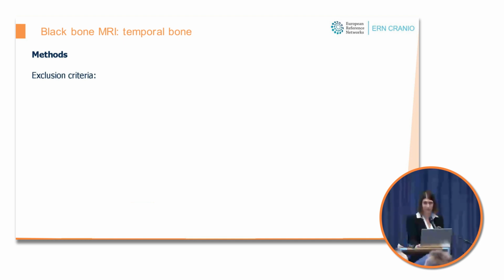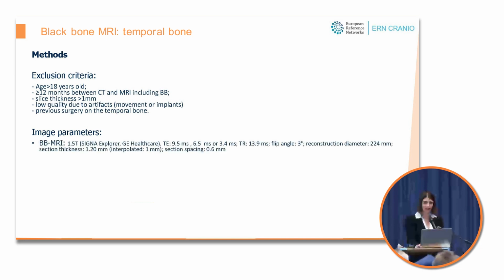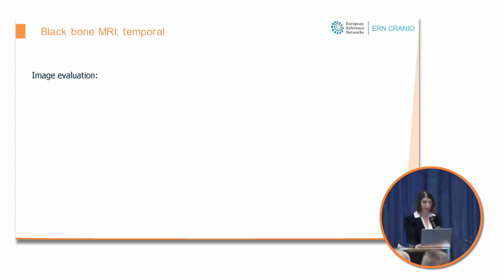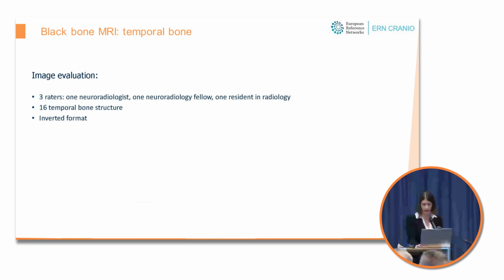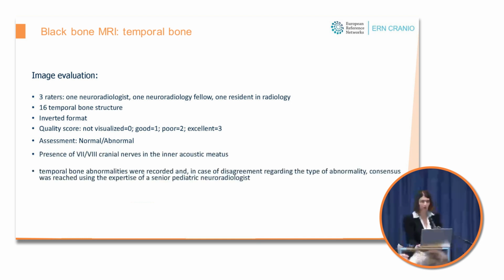The Erasmus Medical Center database on craniosynostosis was retrospectively screened, and we included patients that underwent both CT and black bone MRI within 1 year. Patients with postoperative temporal bone, low quality exams, or inadequate slice thickness were excluded. 3 raters evaluated CTs and black bone MRIs blindly and independently and assessed both the image quality and whether the considered temporal bone structures were normal or abnormal. Temporal bone abnormalities were recorded and disagreements were solved by a senior pediatric neuroradiologist.